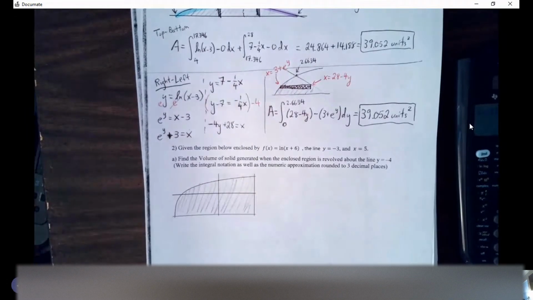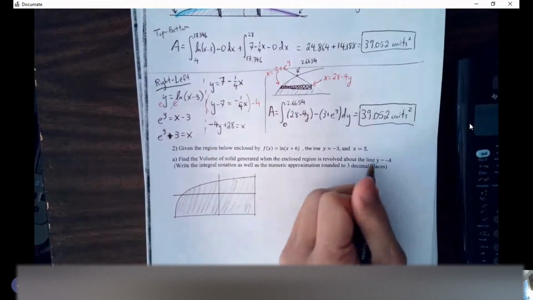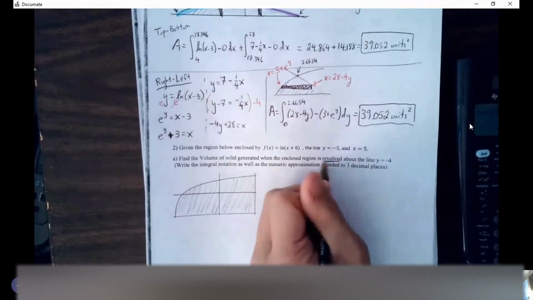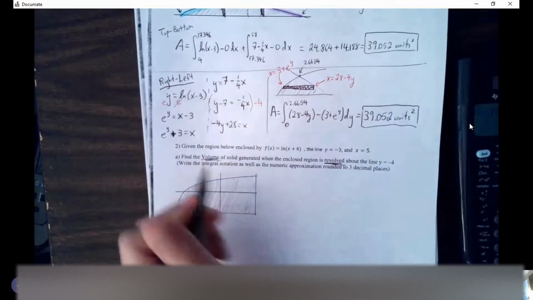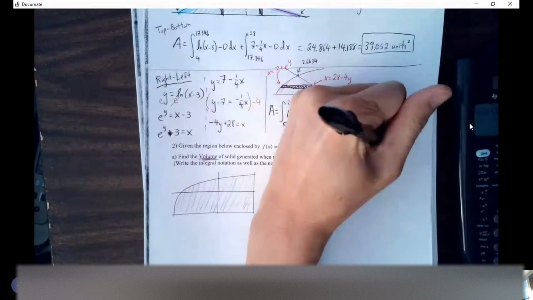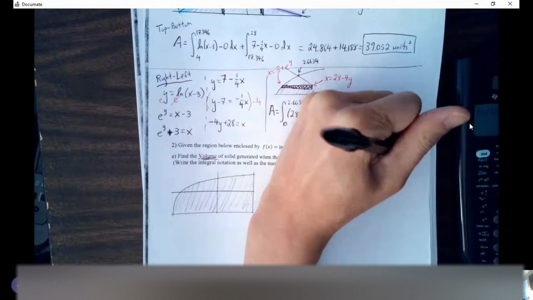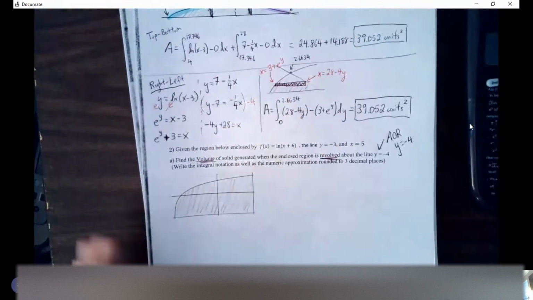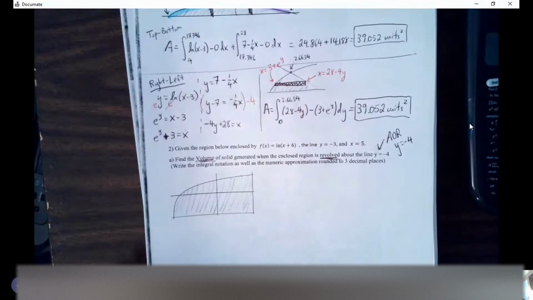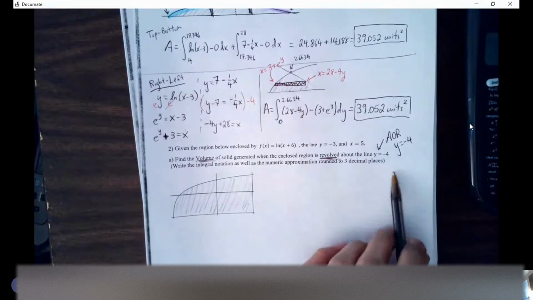It says find the volume. Rotate it. We see volume, we see rotation. We know that there's some sort of rotation going on. This is going to be circle related. Formula, either disk or washer method, okay, but we need to know where this axis is.